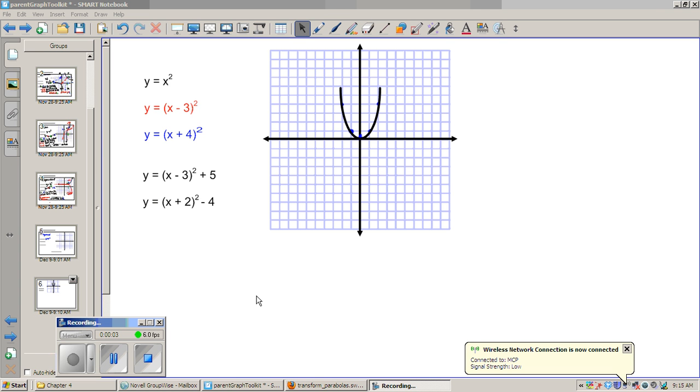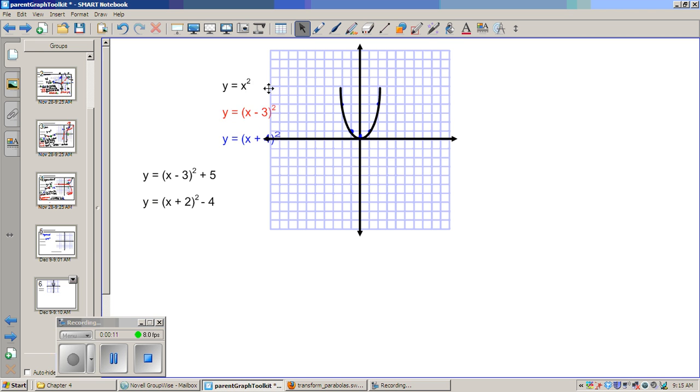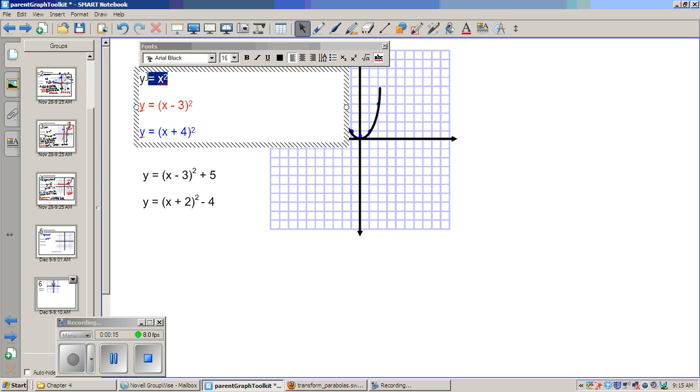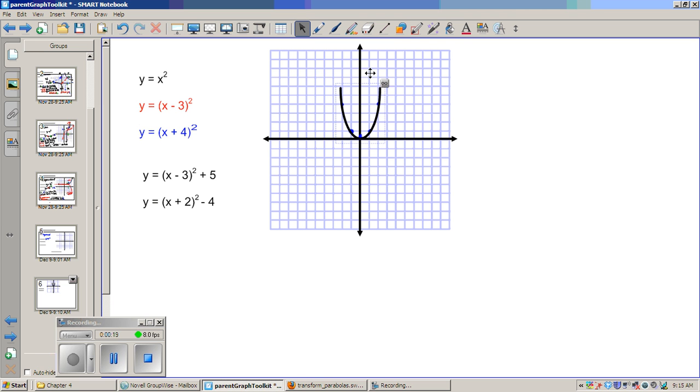So the first thing we explored was the parabola, or y equals x squared. And you'll see y equals x squared right up here in black. And this parabola is the y equals x squared, just the general graph of y equals x squared. So we'll put that in there.